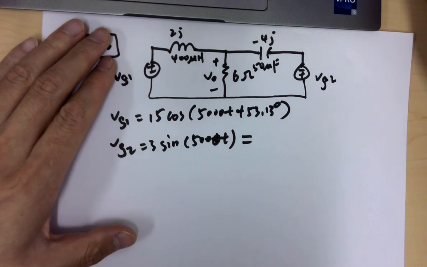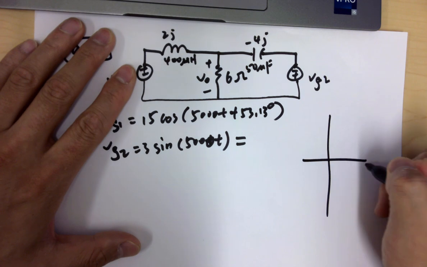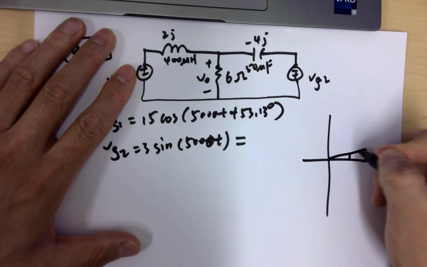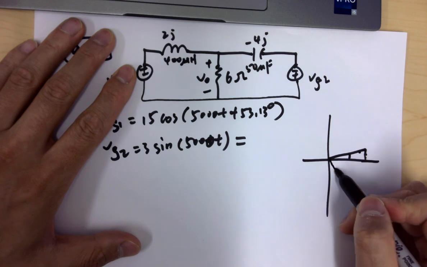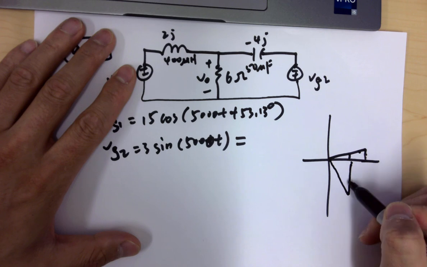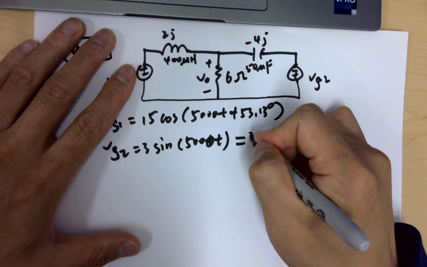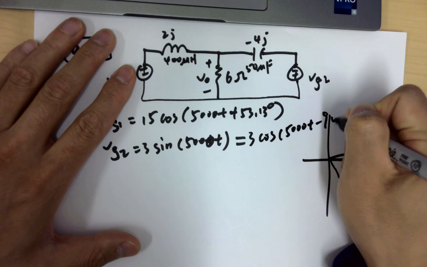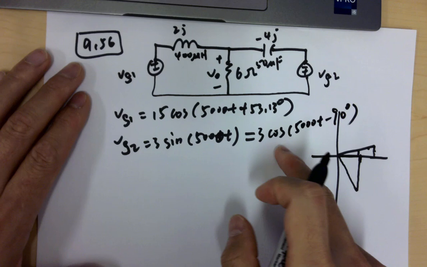Wait, you can always verify this, right? The sine function is this divided by this. It's a positive value, for example. Then if you subtract 90 degrees, the cosine value is still positive. So you can directly use 3 cosine 5000t minus 90 degrees. Okay, the same thing, but we convert to the same reference using cosine functions.